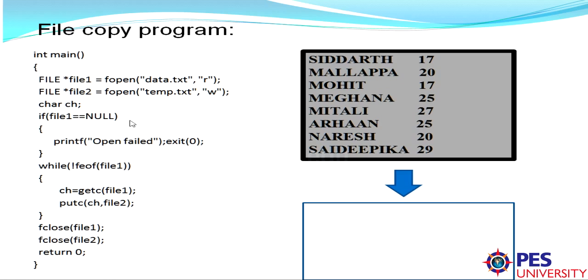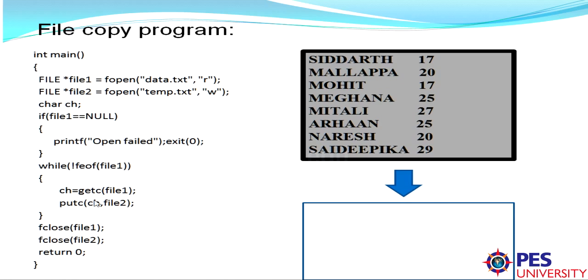Because that is the source file, it should exist on the disk. Then only copying can be done. If file 1 equals NULL, which means the file does not exist, there is no need to proceed further, exit here itself. Exit. And if the file is there, then you go for copying with a while loop.